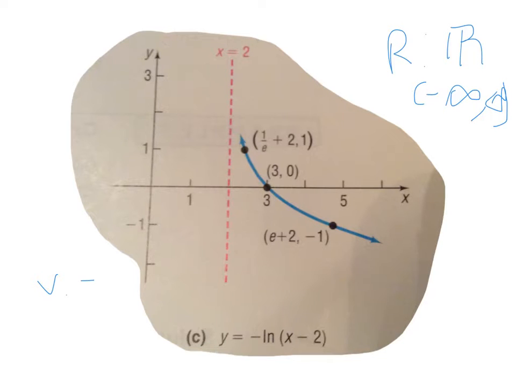Now the vertical asymptote, if you notice, it never goes past where x equals 2. Because if it included 2 in the domain, that would make the input equal to 0. And by definition, the input has to be positive. So the vertical asymptote would just be the vertical line x equals 2.